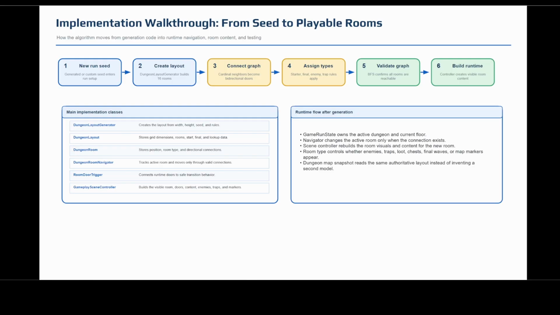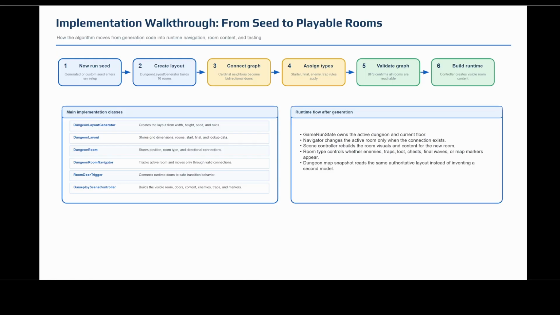After generation, the runtime system consumes that result. The game run state owns the active dungeon. The dungeon room navigator determines which room is active and refuses invalid movement. The gameplay scene controller then uses the current room to build the visible environment, doors, enemies, trap, loot, chests, and final encounter content. Later Sprint 4 work also uses the same data for the dungeon map, which is important because the map is not a second version of the dungeon. It is a projection of the generated dungeon state in its current form.